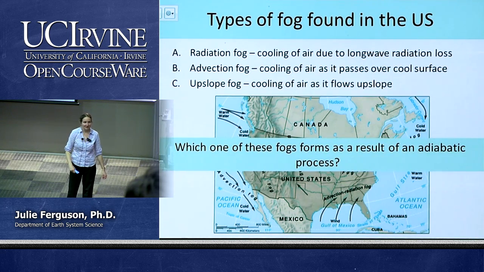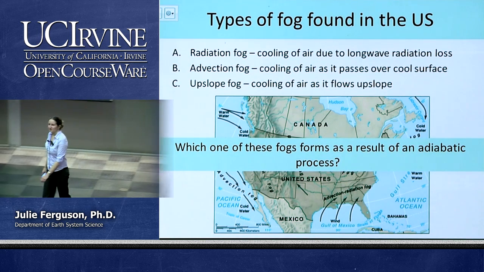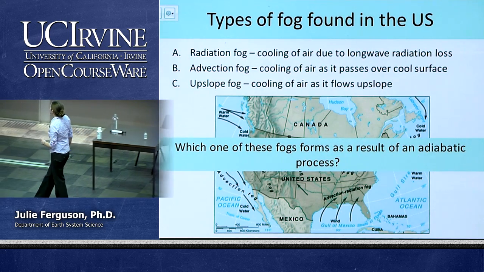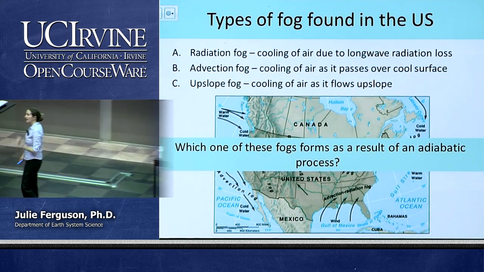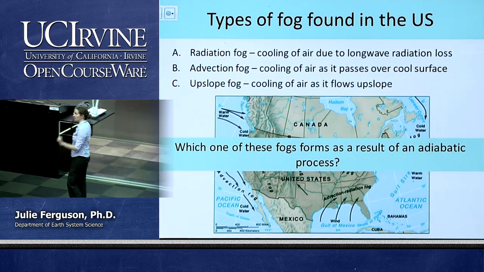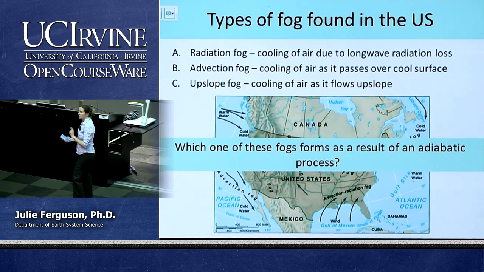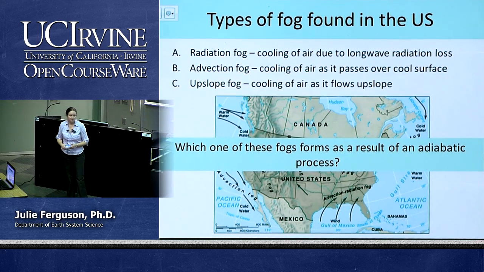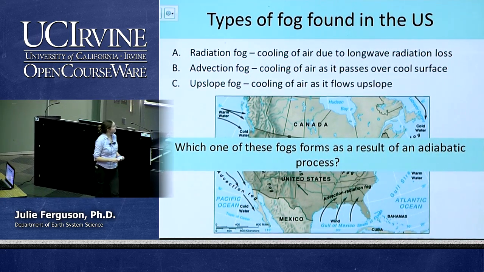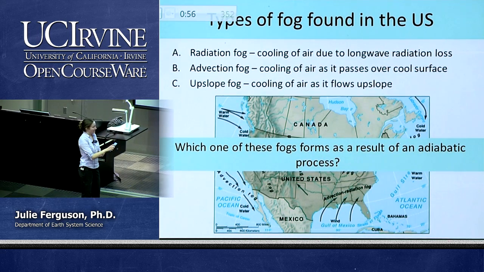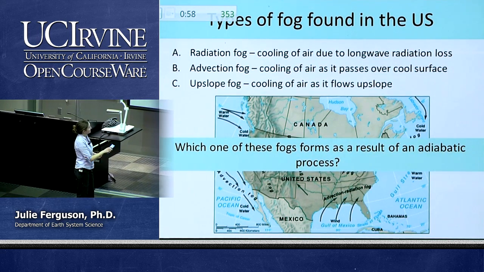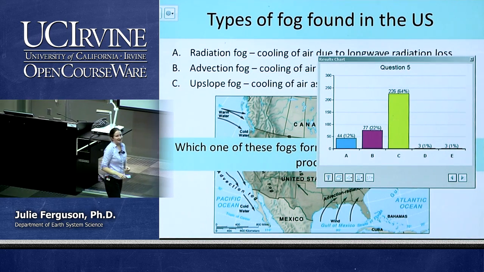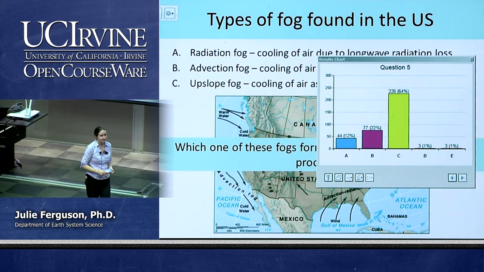So hopefully, obvious question of the day. So thinking about those three mechanisms of producing fog, which one of those fogs forms due to an adiabatic process rather than a diabatic process? So remember which ones those were. Look back in your notes for a second. Which one is which? Okay, let's see how we're doing. Close enough. So yes, it's C, okay?